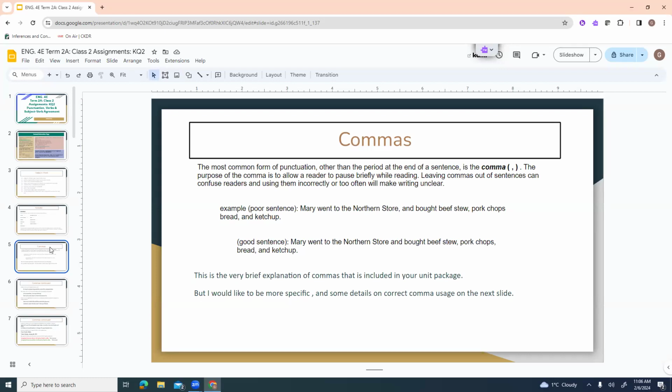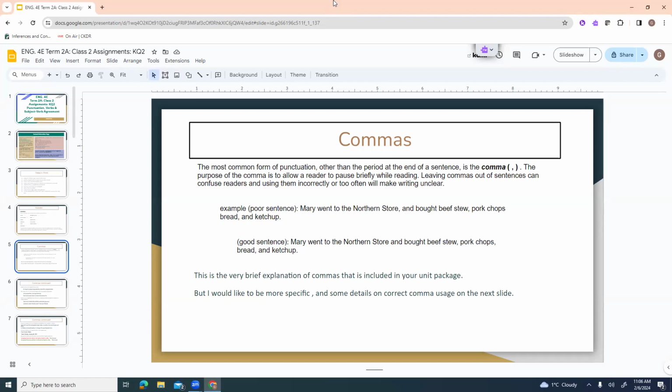The most common form of punctuation, other than the period, is the comma. But I also find it's probably one of the ones that is most confusing because it gets used in so many different ways. So the purpose of the comma, see, I don't like this phrase. The purpose of the comma is to allow a reader to pause briefly while reading. That sounds like you could just put a comma anywhere, which isn't really the case. Leaving commas out of sentences can confuse readers, and using them incorrectly or too often can make writing unclear.